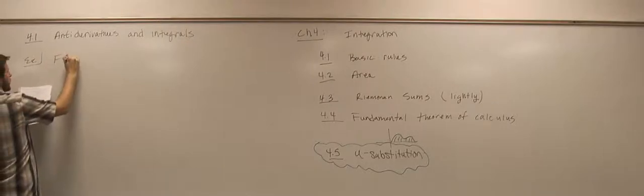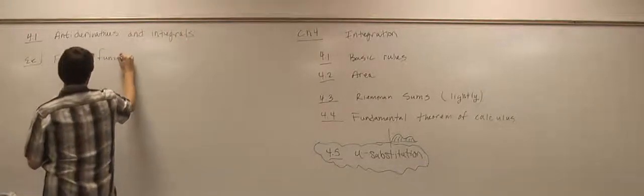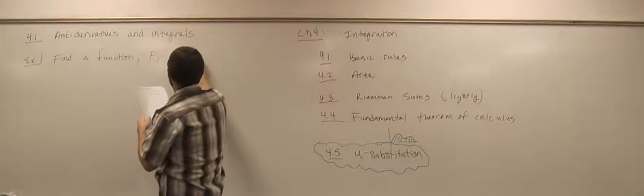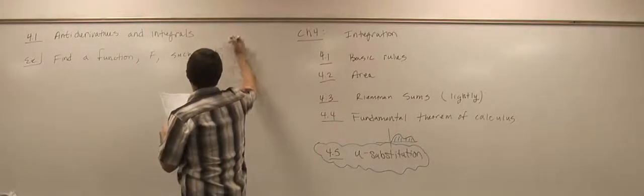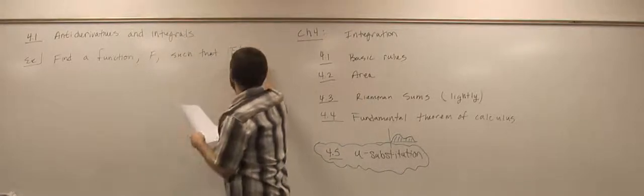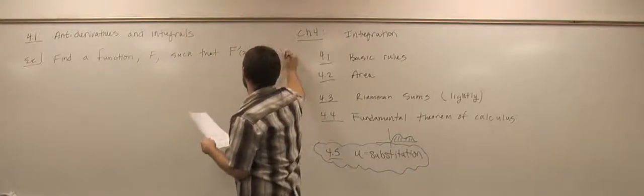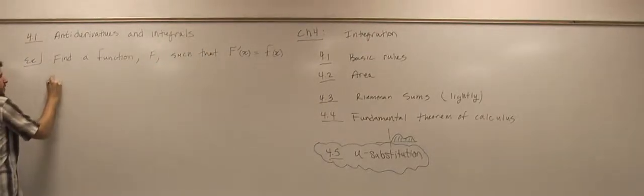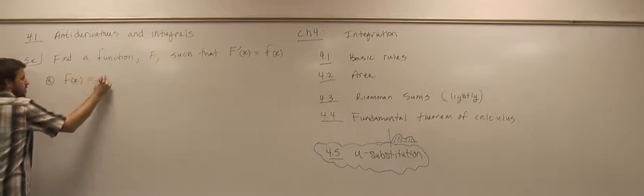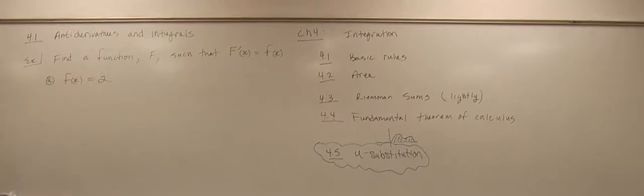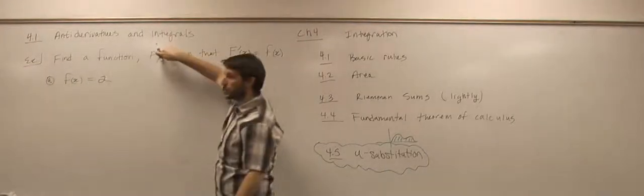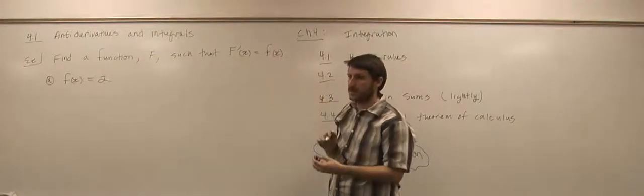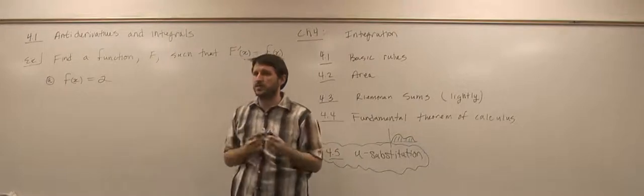So find a function capital F, we'll call it, such that the derivative of capital F is equal to lowercase f. So I'm going to give you lowercase f. Here you go. Lowercase f of x is equal to 2. And what I'm asking you to find is another function, capital F, such that when you take the derivative, you get little f. So what can you take the derivative of to get 2?